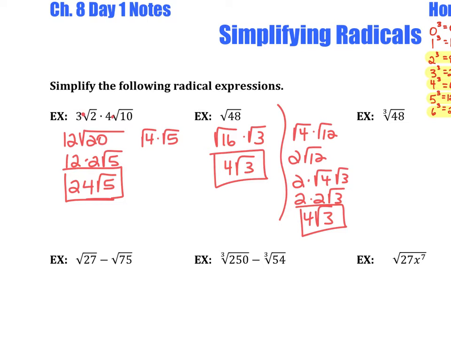Now, obviously, if you look for factors of 48, one of which is a perfect square, and you find the largest perfect square first, you're going to get to your answer a little more efficiently. But as long as you keep going, if you had started with root 4 times root 12, which is fine because 4 is a factor of 48, and it is a perfect square, as long as you keep going with simplifying, you'll get to the same final answer.